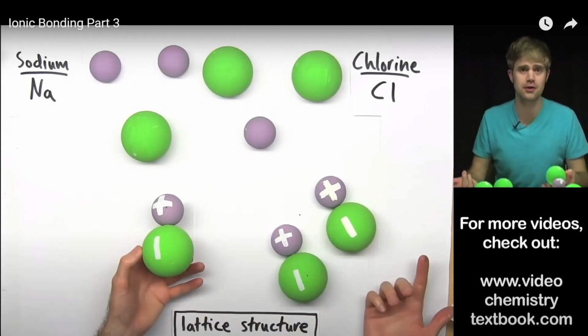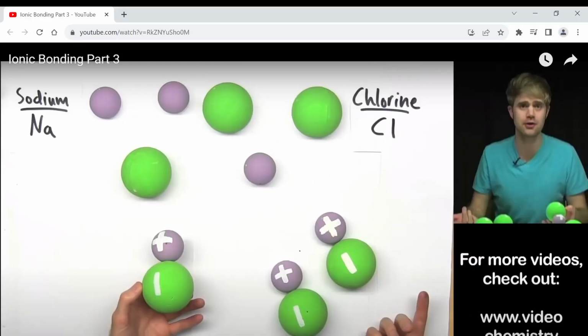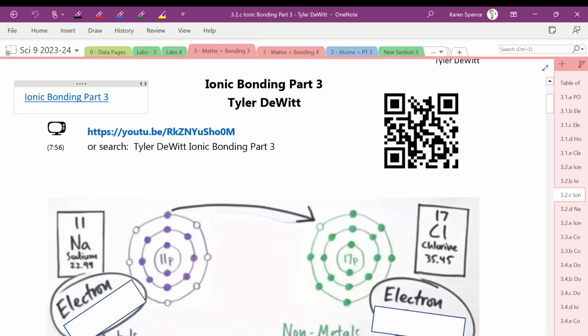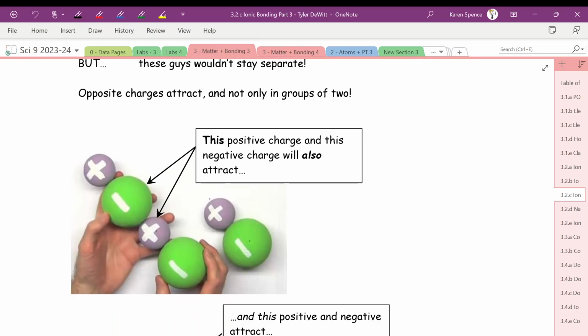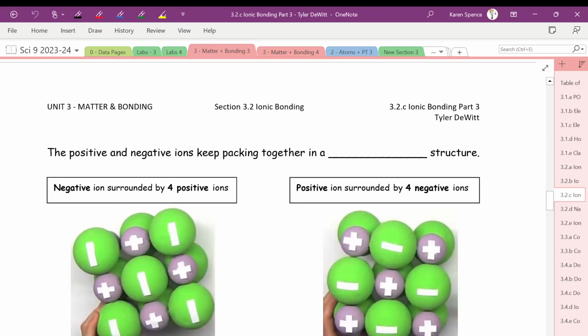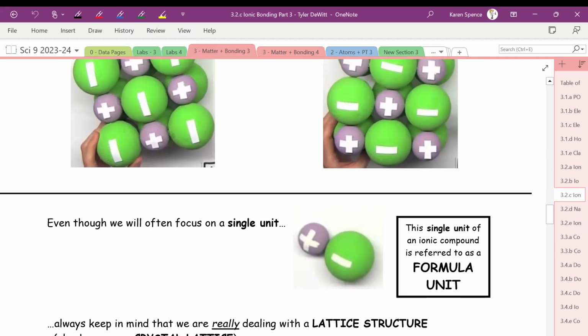Now, we're just going to walk away from Tyler for half a second and go here, because there's a couple things that I would like to add.